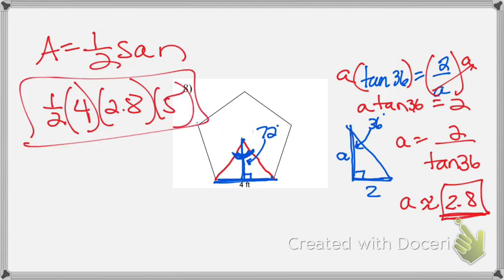When you multiply that out, I'm going to take this number that's still in my calculator and hit times, and I'll multiply by the 4, and then multiply by the 5, and then I'll divide by 2 at the end. So my final answer, now you round, 27.5.